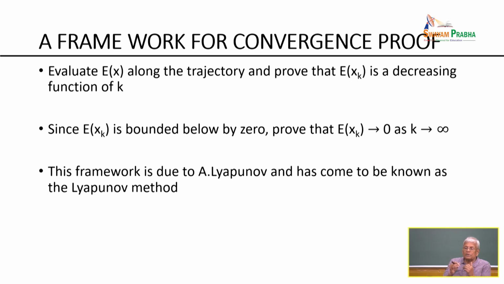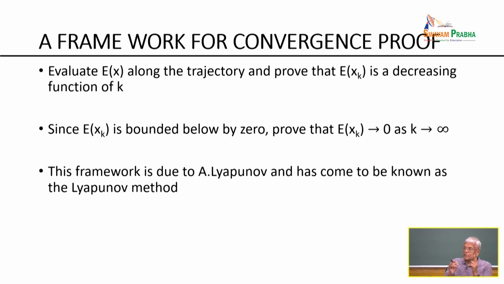That is a theorem in real analysis. E of xk is bounded below by 0. Why? Energy can never be negative. So, E of xk is bounded below by 0. If I can prove it is decreasing, a decreasing function that is bounded below must always converge. That is the fundamental principle of convergence. We are going back again to real analysis. That is a fundamental theorem.